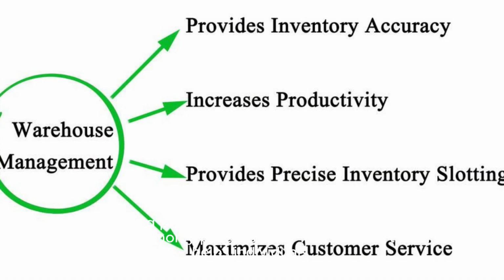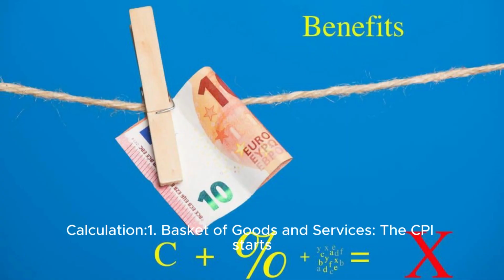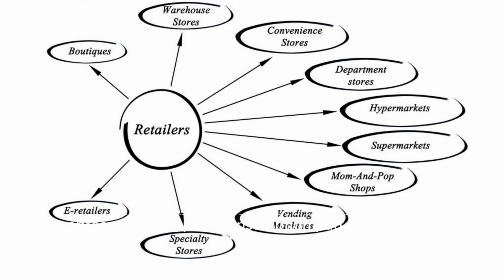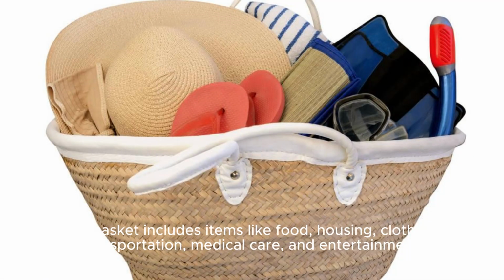By monitoring price changes for a basket of goods and services commonly purchased by households, the CPI helps individuals, businesses, and policymakers understand how inflation affects consumers' purchasing power. Calculation. 1. Basket of goods and services. The CPI starts by defining a basket of goods and services that represents the typical consumption patterns of urban consumers. This basket includes items like food, housing, clothing, transportation, medical care, and entertainment.